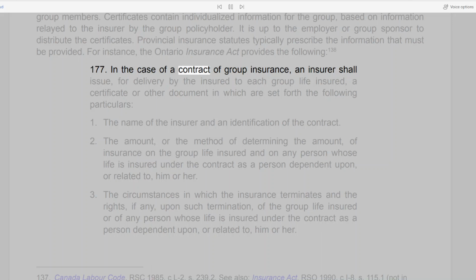177. In the case of a contract of group insurance, an insurer shall issue, for delivery by the insured to each group life insured, a certificate or other document in which are set forth the following particulars. 1. The name of the insurer and an identification of the contract. 2. The amount, or the method of determining the amount, of insurance on the group life insured, and on any person whose life is insured under the contract as a person dependent upon, or related to, him or her. 3. The circumstances in which the insurance terminates and the rights, if any, upon such termination, of the group life insured or of any person whose life is insured under the contract as a person dependent upon, or related to, him or her.